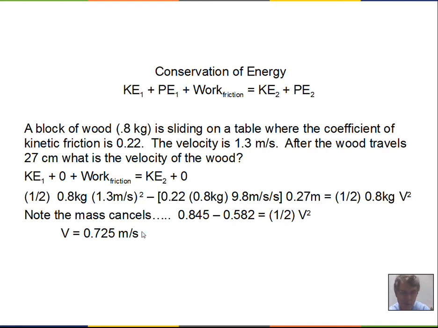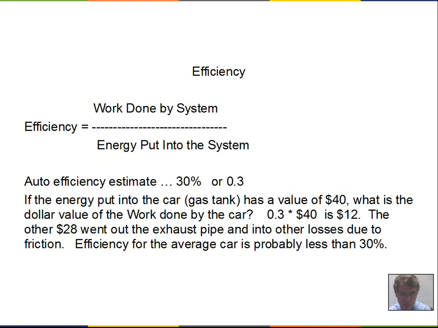At least it's slower. It started at 1.3 meters per second. I don't have a good way to judge if this is a reasonable answer other than it's less than the starting velocity. It should be. Friction took away energy, or supply of energy, and we have less energy after friction does its work on the object. So that's a conservation of energy situation where the potential energy did not make an input.